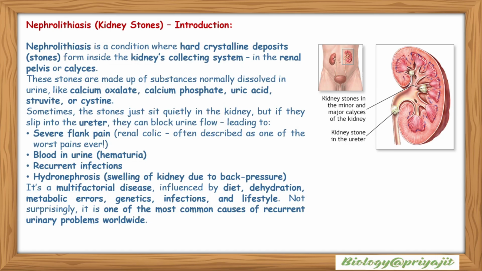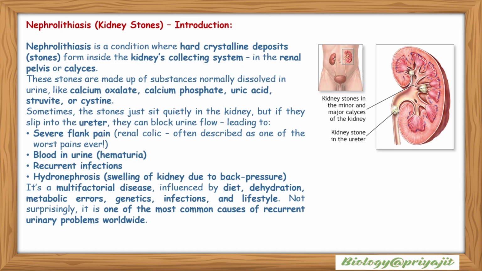Introduction. Nephrolithiasis is basically a condition where hard crystalline deposits or stones form inside the kidney's collecting system, in the renal pelvis or calyces. These stones are made up of substances normally dissolved in urine like calcium oxalate, calcium phosphate, uric acid, struvite or cystine.